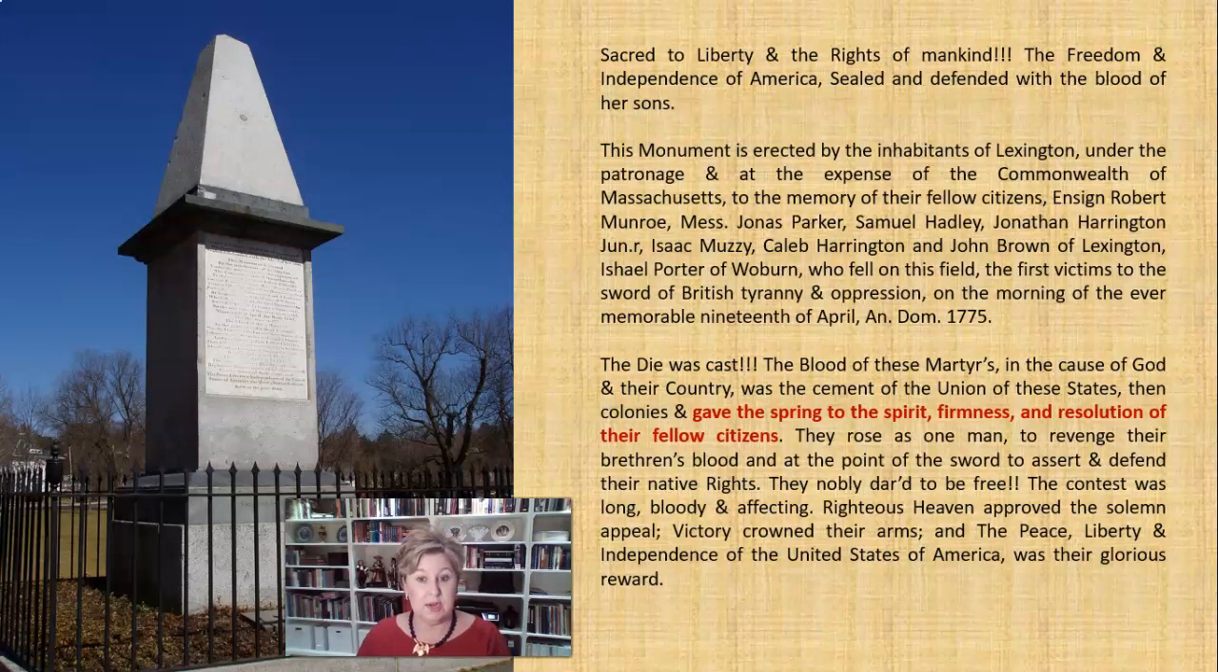It goes on to read, "The die was cast. The blood of these martyrs in the cause of God and their country was the cement of the union of these states, then colonies, and gave the spring to the spirit, firmness, and resolution of their fellow citizens. They rose as one man to revenge their brethren's blood, and at the point of the sword to assert and defend their native rights. They nobly dared to be free.